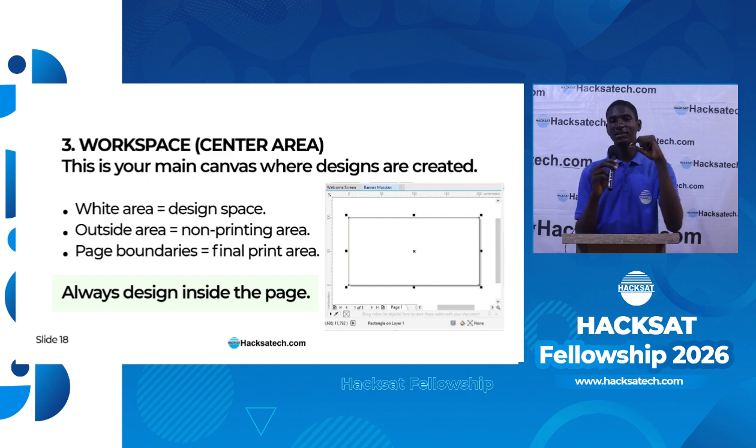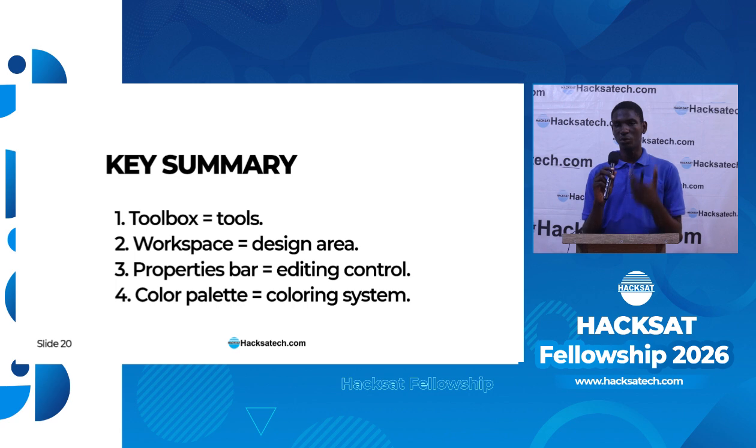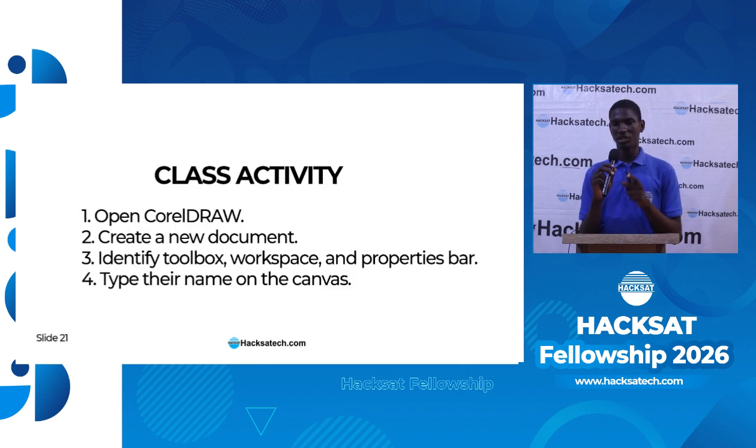So now this is a class activity that I want each and every one of you to do. Number one is you are going to open CorelDRAW, and then you are going to create a new document in CorelDRAW. And the third thing you are going to do is identify the toolbox. When you do these things, it's going to help you build your skills while learning about CorelDRAW. You identify the toolbox, the workspace, and the property bar. And the last thing you are going to do is type your name on the canvas. So these are the activities that I want you to engage yourself in.